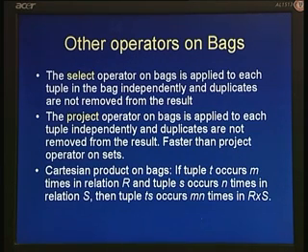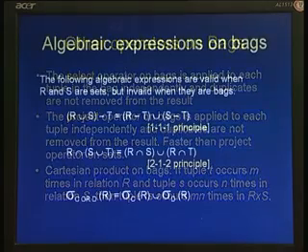Similarly, the Cartesian product of bags is also the same thing. That is, if a tuple T occurs m times in R and n times in S as before, then the tuple TS, that is T combined with S, occurs mn number of times. That is, every tuple in R is combined with every tuple in S, regardless of how many times they appear in each of these relations.